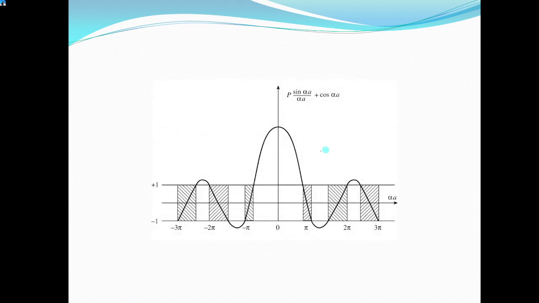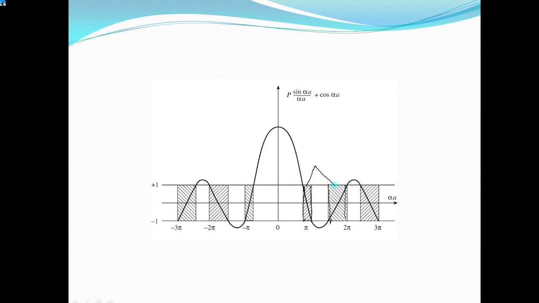So see here, when we see the graph. So this is the graph drawn between P sin alpha a by alpha a plus cos alpha a with respect to alpha a. Next, the right hand side of equation 11 lies between -1 to +1. So these are the zones we got. These are the zones. So what happens?